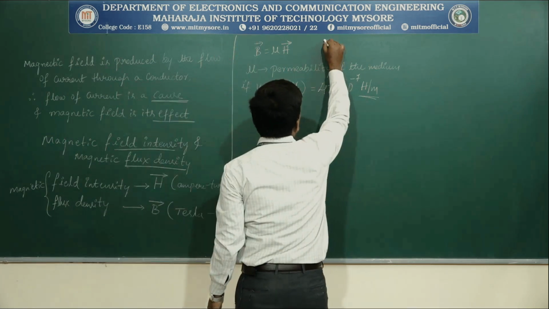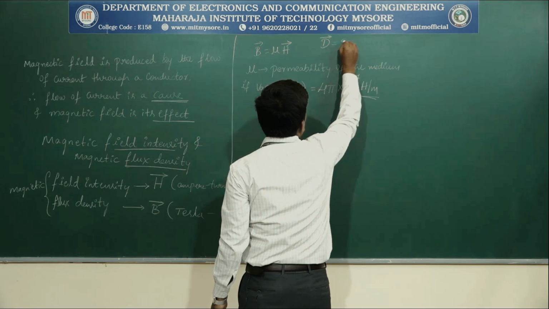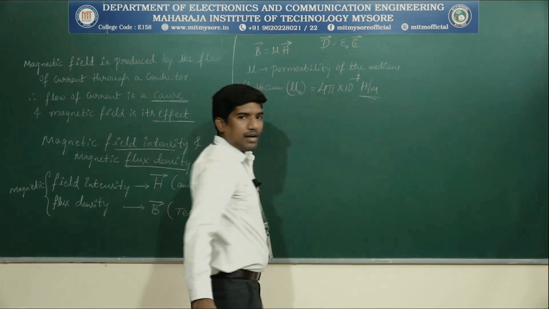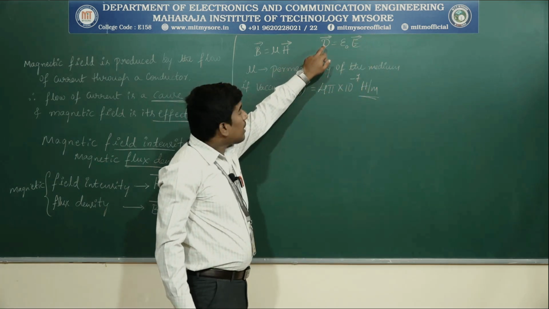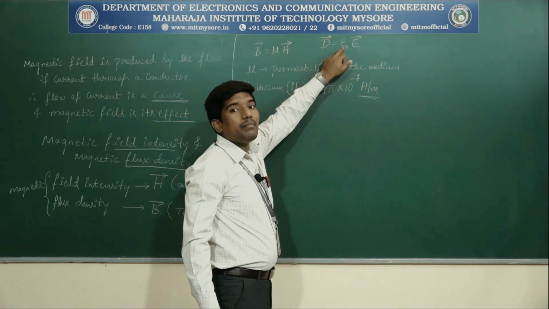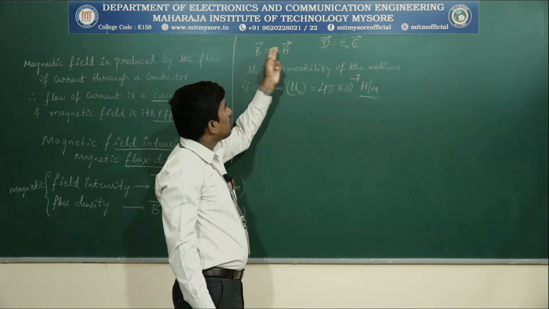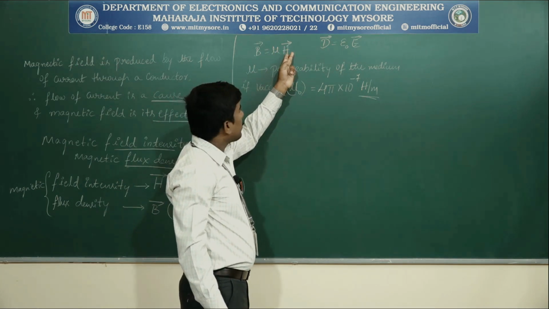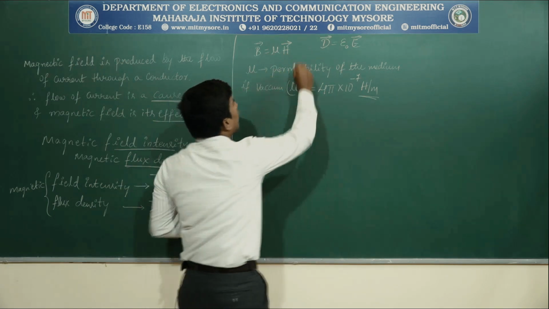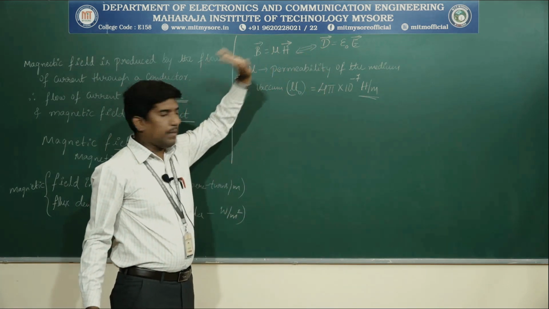Previously what we discussed is electric field intensity and electric flux density: D is equal to epsilon naught into E. This is the relationship we derived, right? What is D? Electric flux density. What is E? Electric field intensity. What is epsilon naught? Permittivity. Here B is magnetic flux density, H is magnetic field intensity and mu is permeability. These two are equivalent actually. You need to keep this equation in your mind.